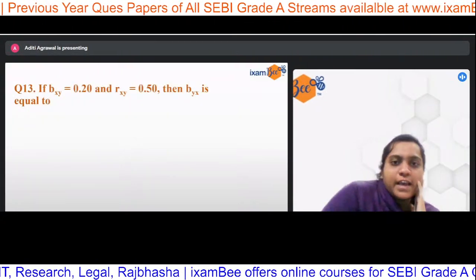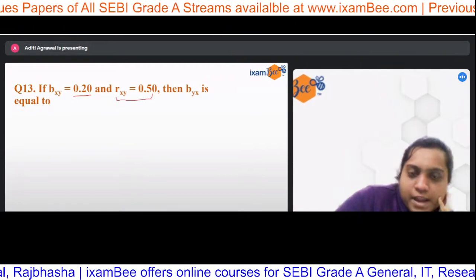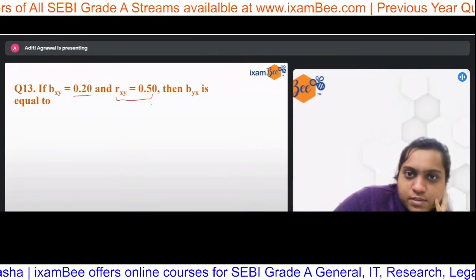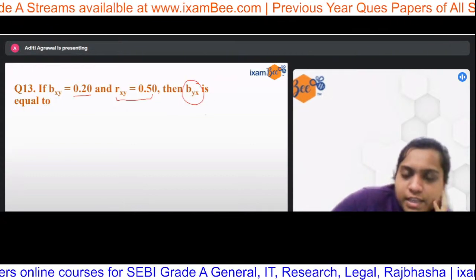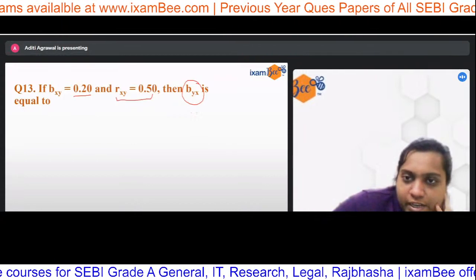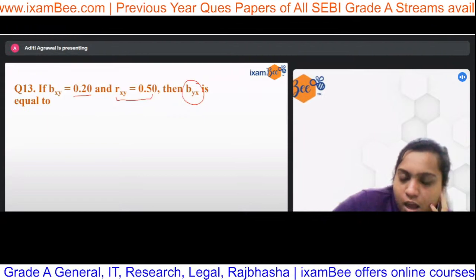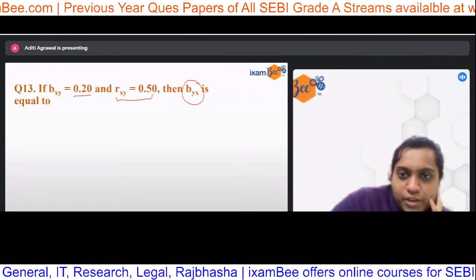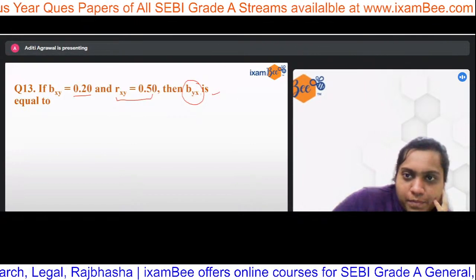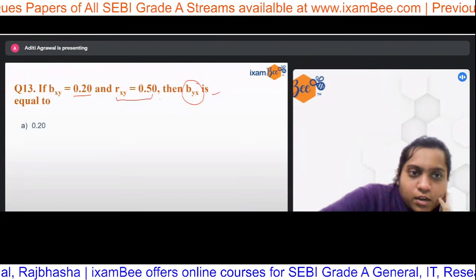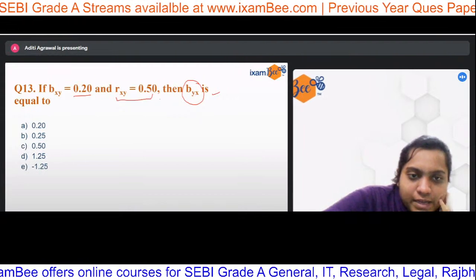Next question: if bxy is given to be 0.2 and the value of rxy, the correlation coefficient, is 0.5, then what is the value of byx? In the examination, only direct application of the numeric formulas is asked. Such questions are asked where you have to directly apply the formulas. The options are 0.2, 0.25, 0.5, 1.25, and minus 1.25.